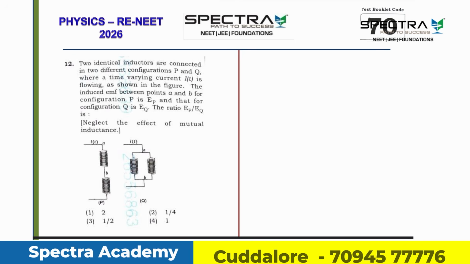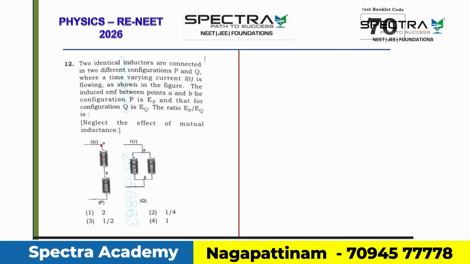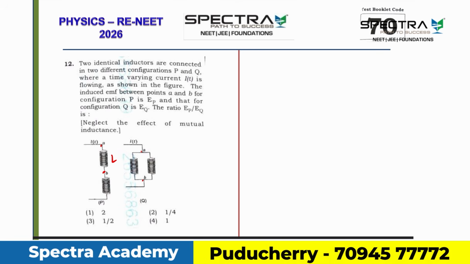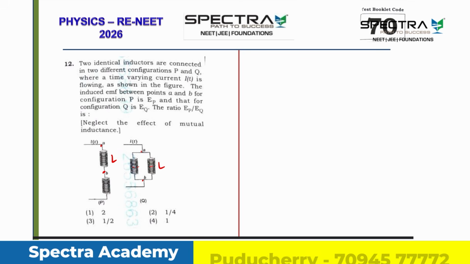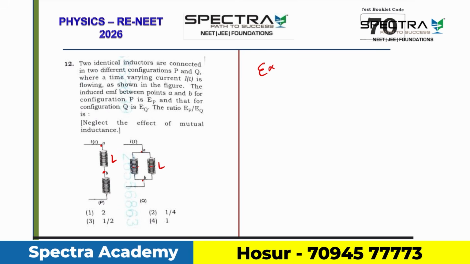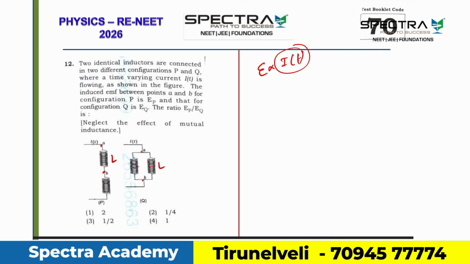If you are confused, here is a hint. Listen. Here it is A, here it is B. Across the inductor L, the potential difference is the same for both, inductance is L, so finding one is enough. So induced EMF is directly proportional to what? The rate of change of current.